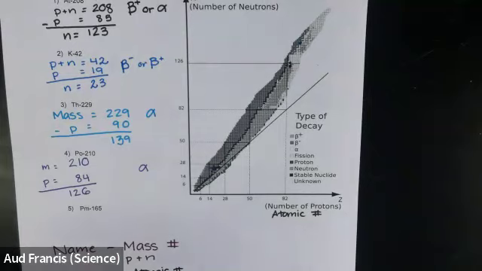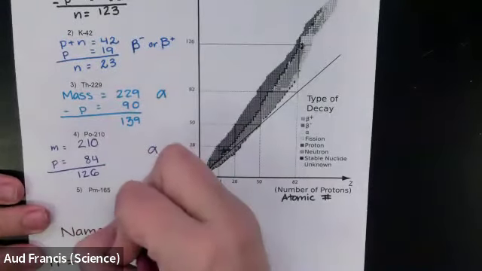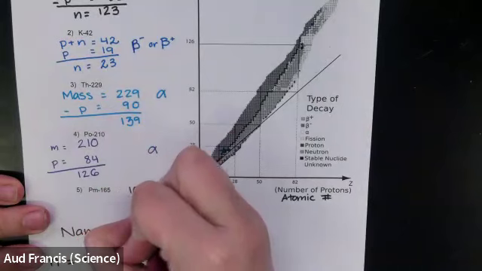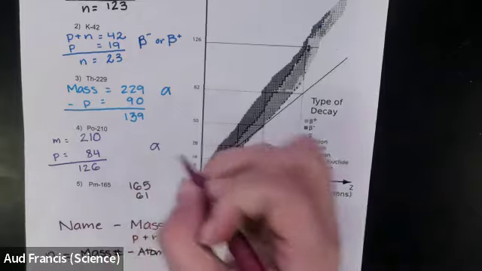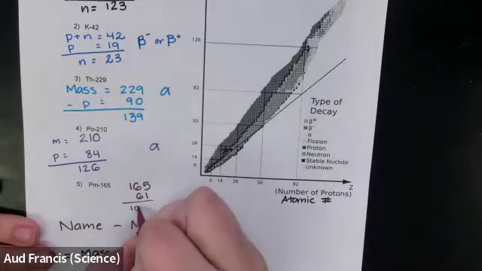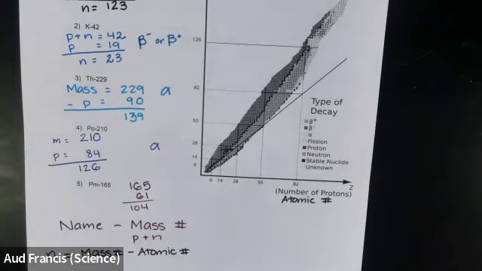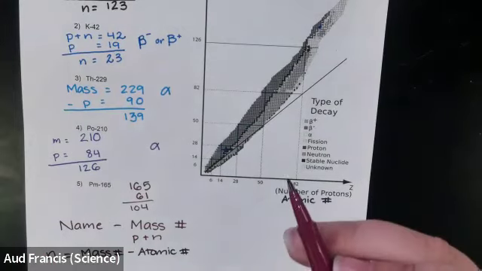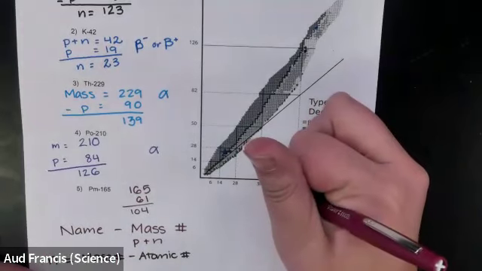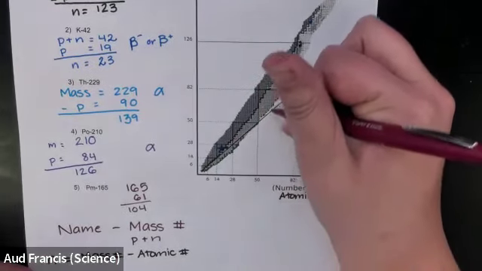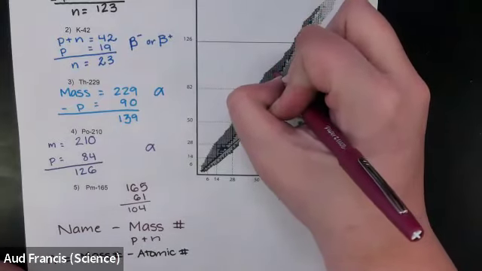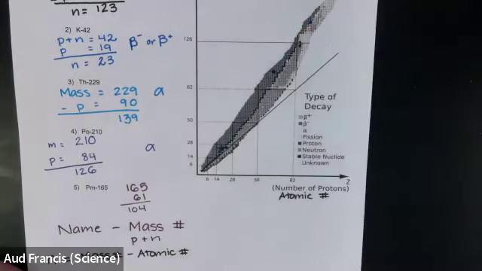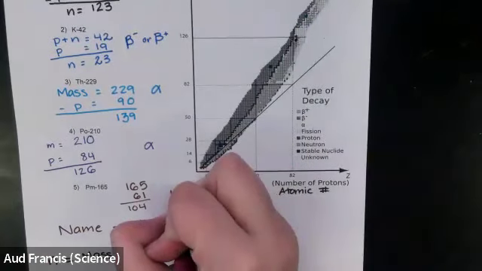All right, so for promethium, here's what I have. I have a mass of 165. I just told you that this thing has 61 protons. When I do that subtraction, I get 104 neutrons. From there, I'm going to go over 61 protons. So I'm going to go 50 plus a little bit. Then I'm going to go up 104. And that's going to put me pretty firmly in our beta negative range, beta minus, okay?